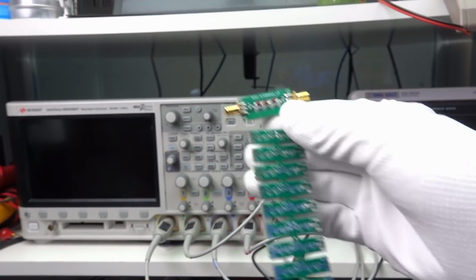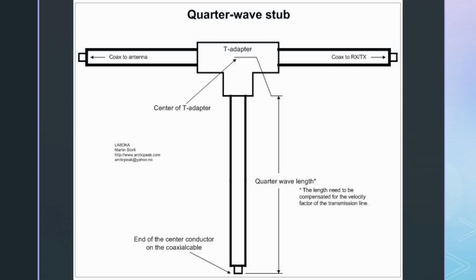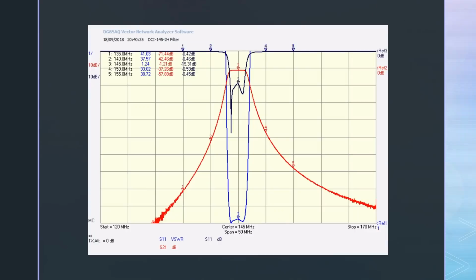But I remembered an old concept I saw on Alan's channel, the quarter wave stub. Connecting a coax cable with a T adapter into the receiving path should act as a notch filter. Cool. Its bandwidth seems to be plus minus 10% around the center frequency. For sure, not as steep as this commercial filter, but let's have a try.